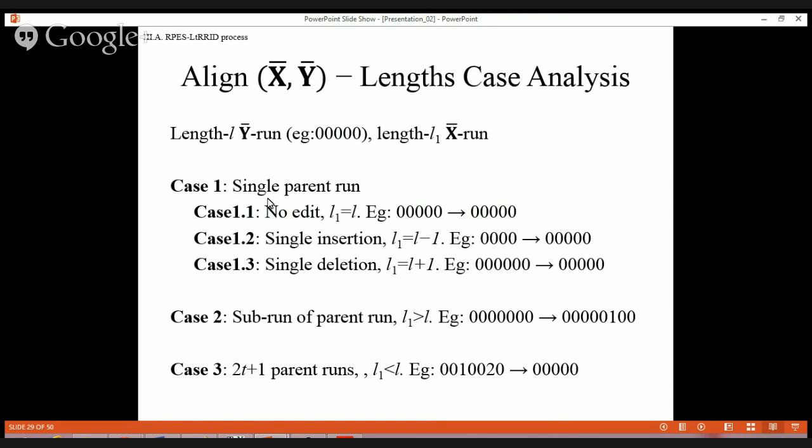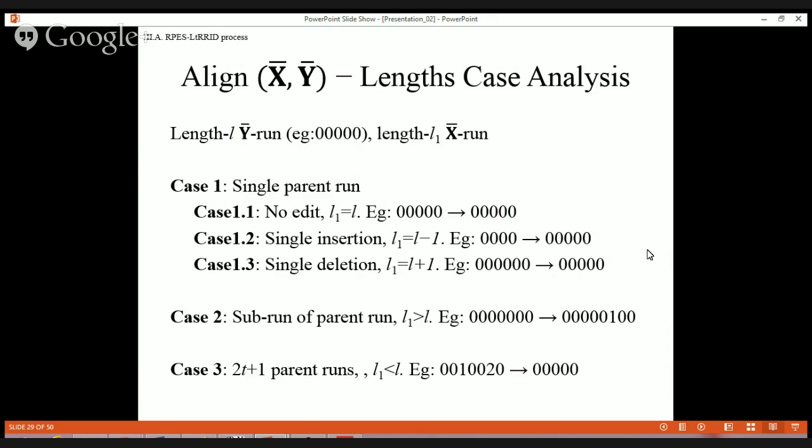The first case is that the parent run of this Y hat run is a single run in X. There are three subcases in this case 1. Case 1.1 is that there is no edit in the parent run. Then the length of the parent run L1 equals L. The example is that a length 5, 0 run undergoes no edit and obtains a length 5, 0 run.